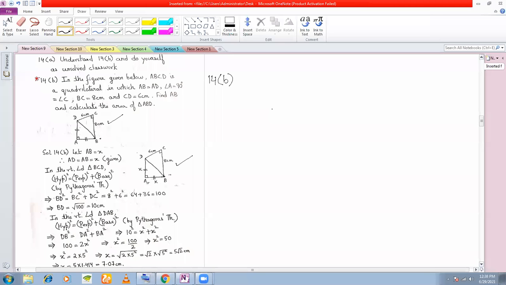In the figure given below, ABCD is a quadrilateral in which AB is equal to AD, angle A is 90 degree, and angle C is also 90 degree. Length of BC is given, length of CD is given. The question is to find AB and also calculate the area of triangle ABD. Let's draw the figure here.